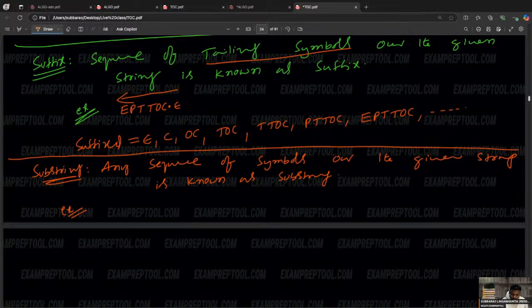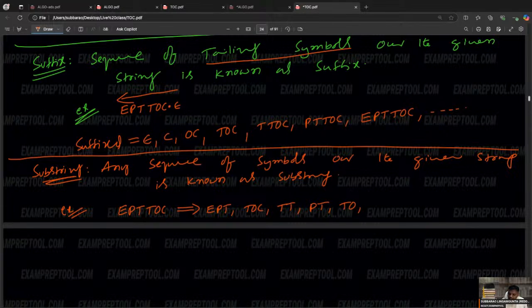See the example. Suppose the string is EPT TOC. If this is the string, you can start from anywhere, but take the sequence. If I start at the beginning, you can take the substring EPT. You can start in the middle also, TOC. You can take TT, PT, or TO.